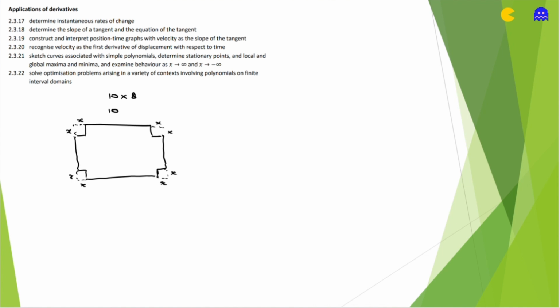So this is 10 centimeters, this is 8 centimeters, and we're cutting out squares of x to fold up into a sort of open rectangular box. And what we want to do is maximize the volume.